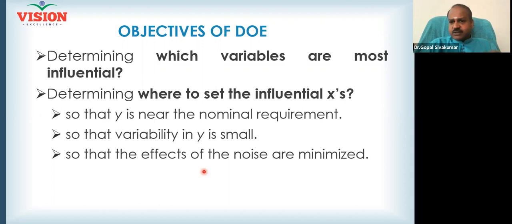You are making your system robust. Do you understand what I'm speaking? You are making your system robust. This is called robust design. Robust design means a design in which your system will not get influenced by even the uncontrollable factors.